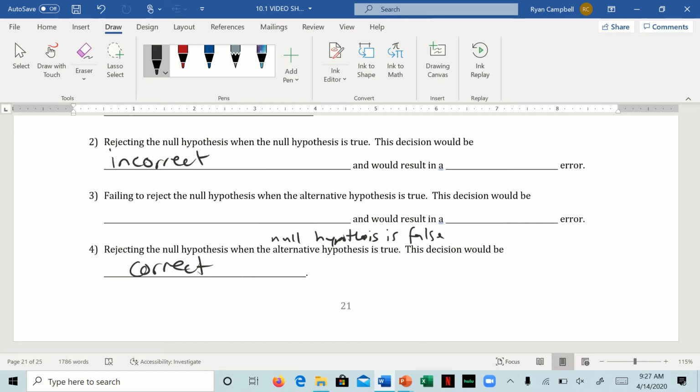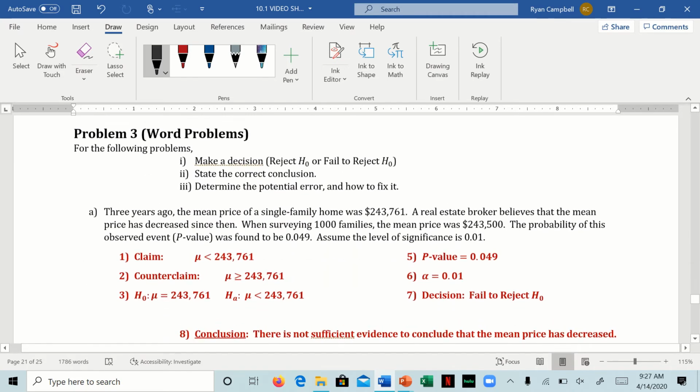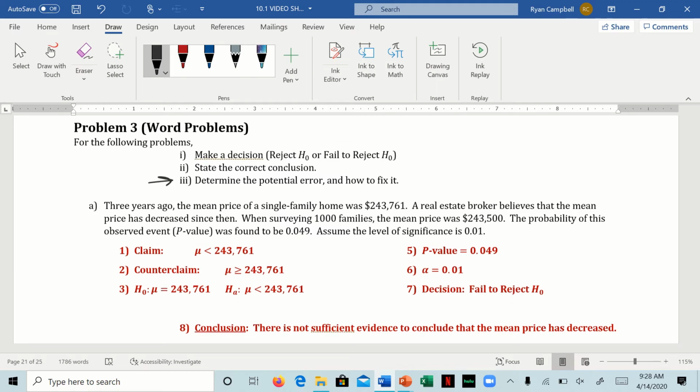All right, so here we go. So let's go back to problem number 3. This is the last thing we got. We're just going to go through this one more time, and we're going to determine the potential errors and how to fix it. So what kind of error could we have made? Now, it doesn't mean we necessarily made an error, but if we did make an error, which one would it have been, and how do we fix it?